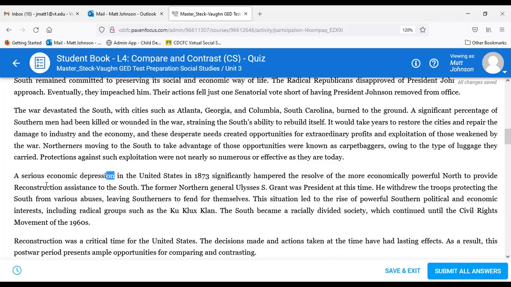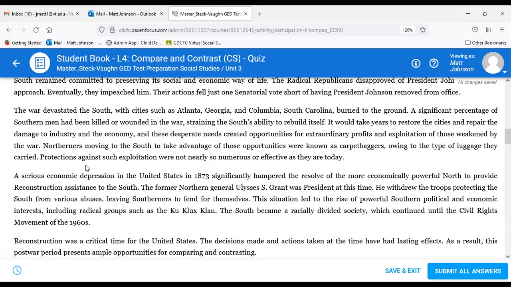A serious economic depression in the United States in 1873 significantly hampered the resolve of the more economically powerful North to provide reconstruction assistance to the South. The former Northern general Ulysses Grant was president at that time. He withdrew the troops protecting the South from various abuse, leaving Southerners to fend for themselves.